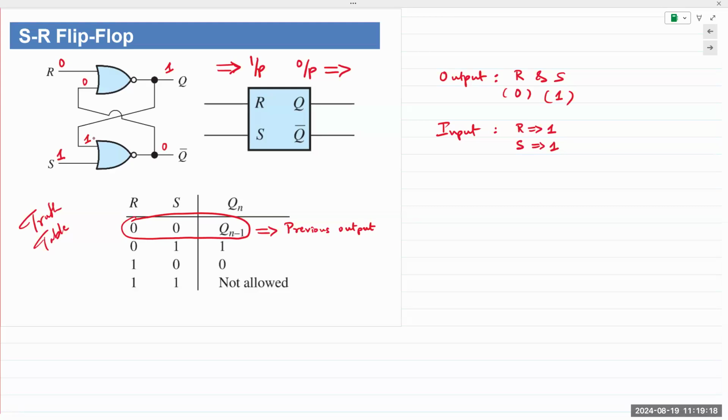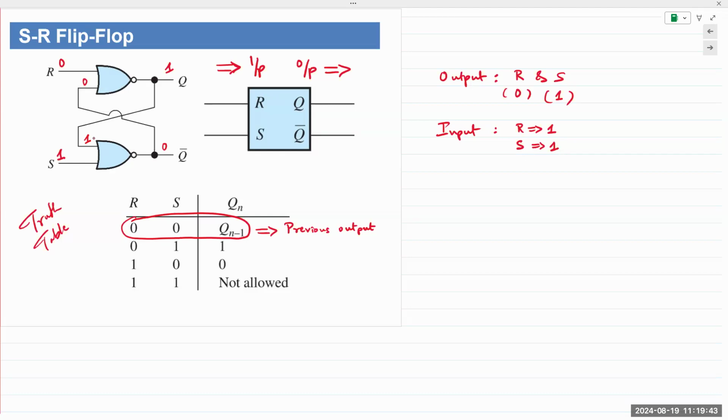Okay. Again, it's a NOR gate. So for the output to be high, both inputs must be low. 0 and 0 gives you a 1. 0 and 1 gives you a 0. 1 and 0 gives you a 0. 1 and 1 also gives you a 0.